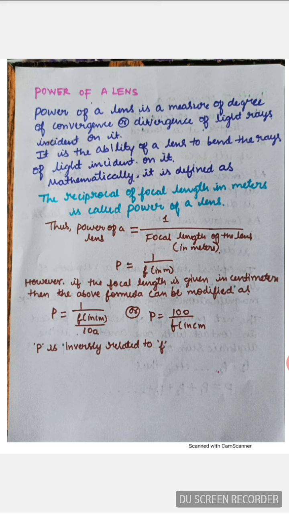In few cases, if they give focal length in centimeters, then we can say power of lens will be equal to 100 divided by F in centimeter. So power of lens increases if focal length decreases, power of lens decreases if focal length increases. So it is inversely related to F.